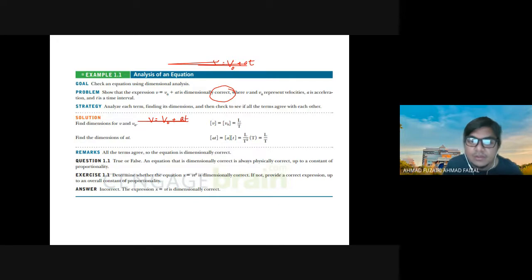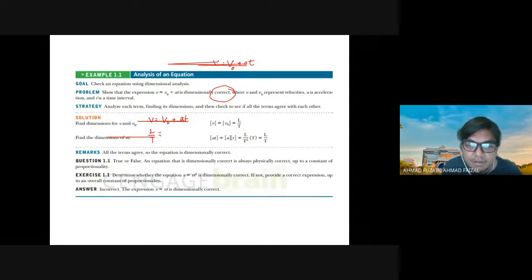Okay, so you need to put in the dimensions for each parameter. For example, the dimension of v is L over T. And how about v naught? v naught is the initial velocity, v is the final velocity. Although v naught is the initial velocity, it is also L over T. Okay, L over T equals L over T.